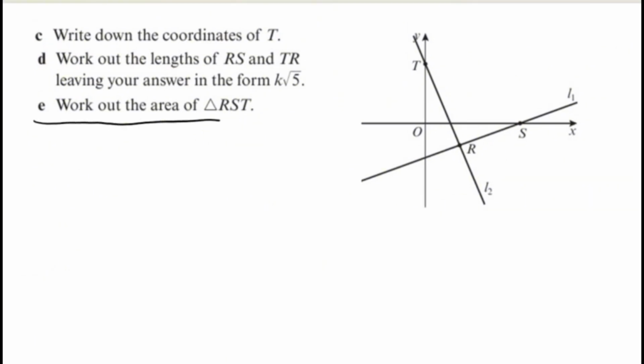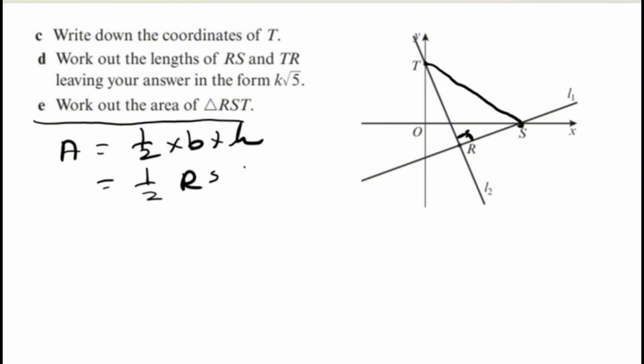Move to part E, work out the area of RST. So if you join this triangle, it looks like triangle RST. And as you can see, lines L1 and L2 are perpendicular to each other. So this is a right angle triangle. So we can use the area of a triangle equals half times base times height. Now here, my base is RS and my height is TR.